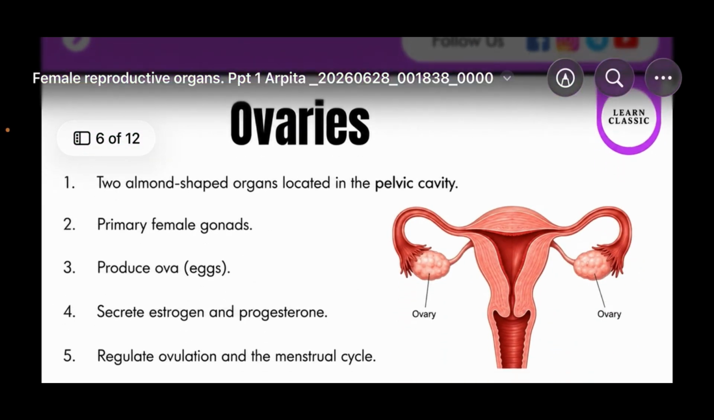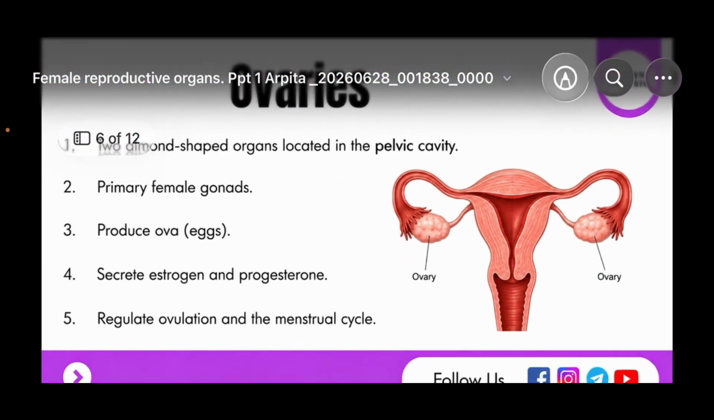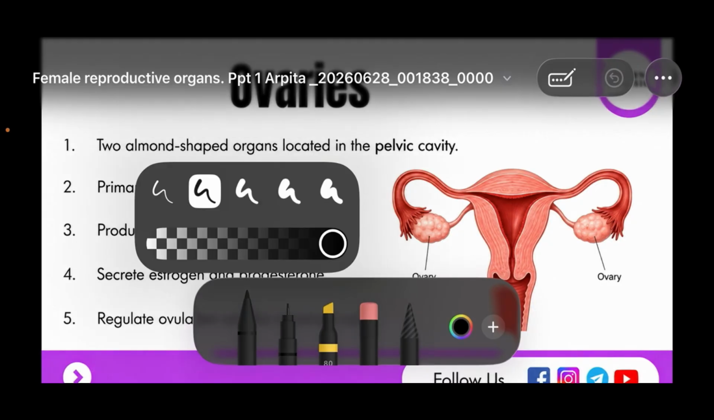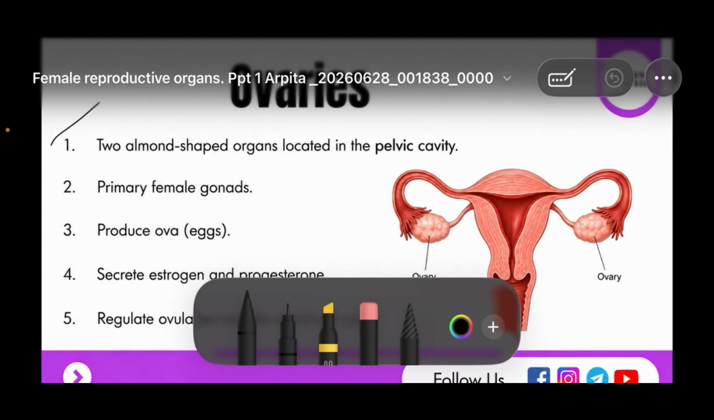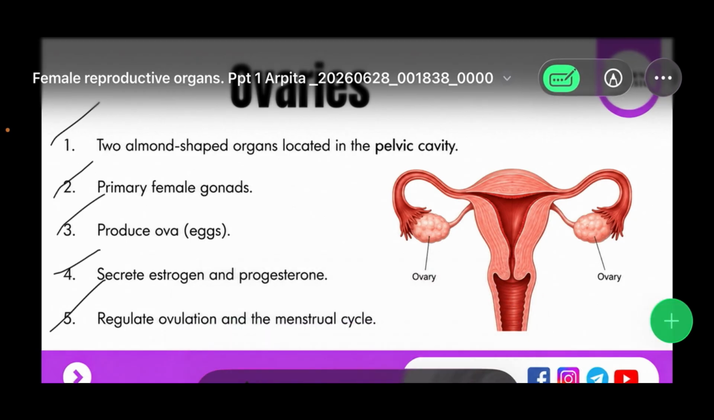Now ovaries. Ovaries are two almond-shaped organs located in the pelvic cavity. Primary female gonads, they produce ovum or eggs, secrete estrogen and progesterone, and regulate ovulation and the menstrual cycle. So this is what the ovaries are.